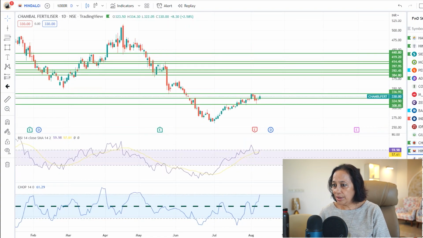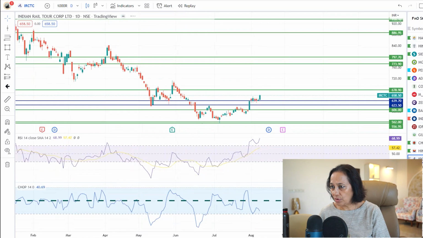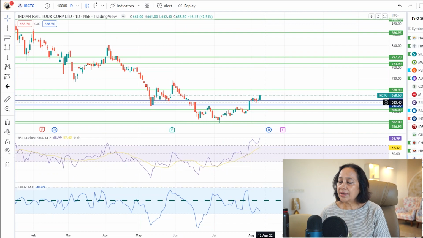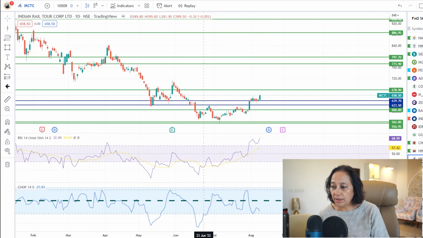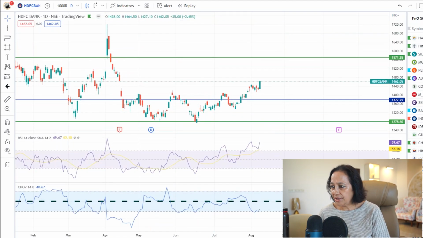Anyway, I missed the third stock, but we have written 2 stocks, MGL and NMDC. Even IRCTC looks good, right? Have a look at IRCTC, because choppiness is heading in the downward direction and RSI has taken a support and is heading up. So IRCTC looks good. HDFC Bank, I would like to ignore.